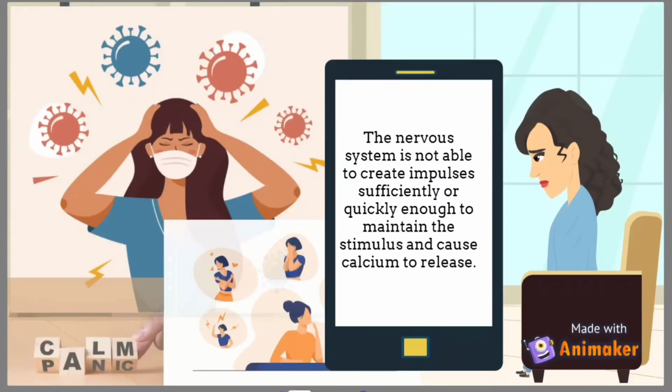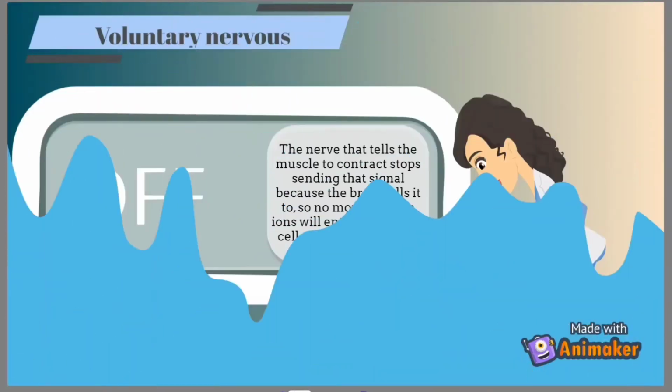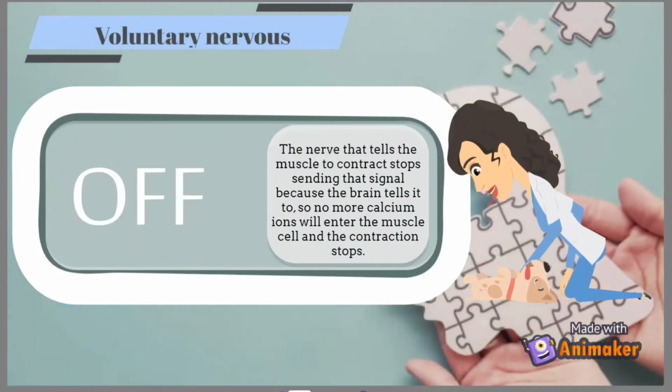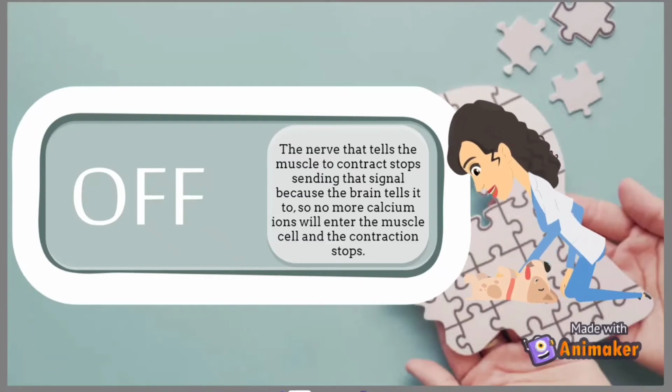The second one is nervous system fatigue. The nervous system is not able to create impulses sufficiently or quickly enough to maintain the stimulus and cause the calcium to release. Voluntary nervous system control is the third one. The nerve that tells the muscle to contract stops sending the signal because the brain tells it to. So no more calcium ions will enter the muscle cell and the contraction will stop.